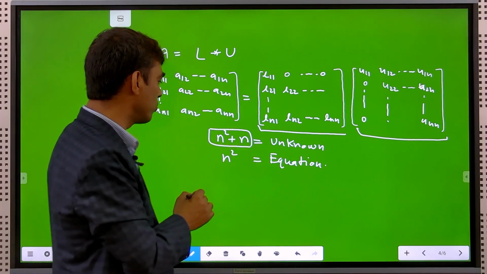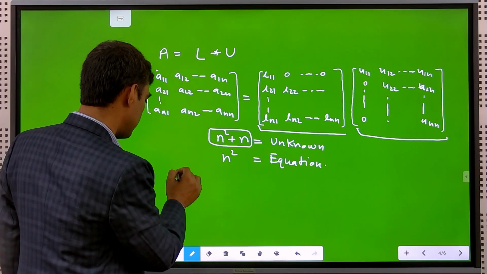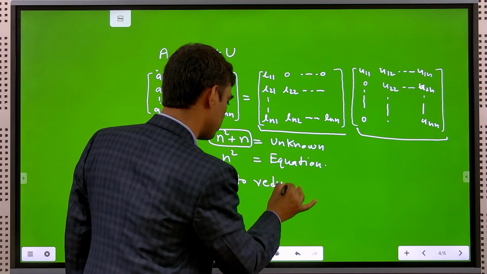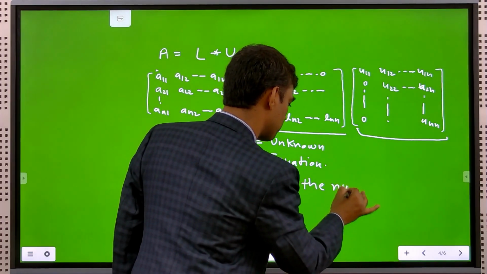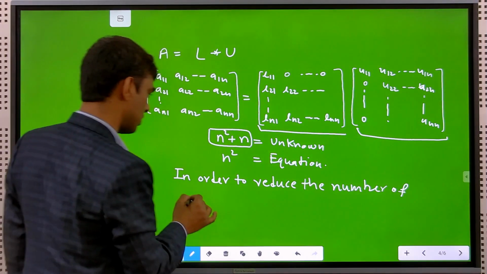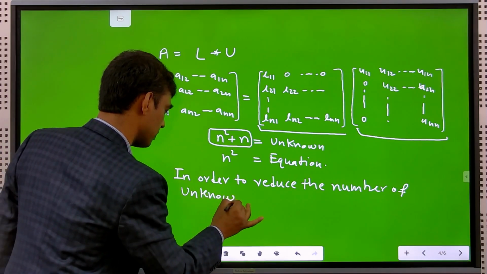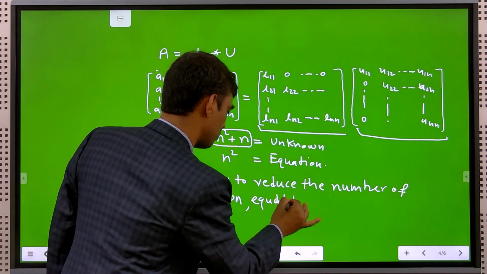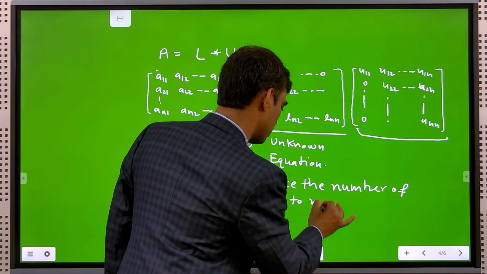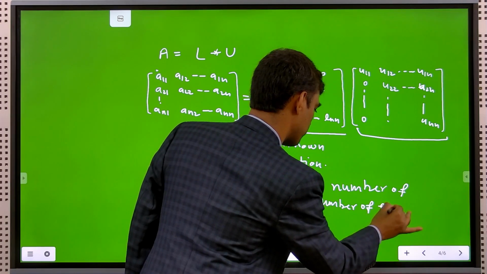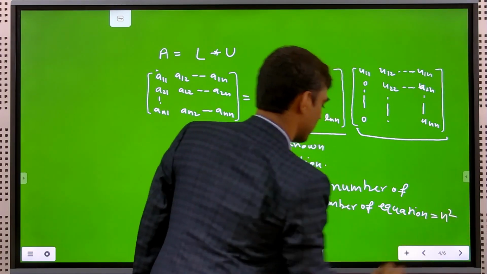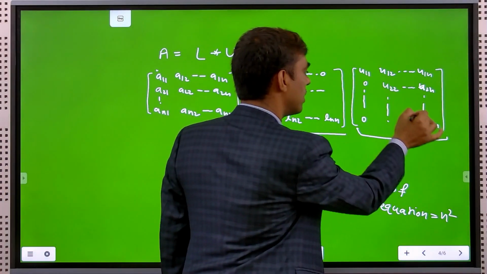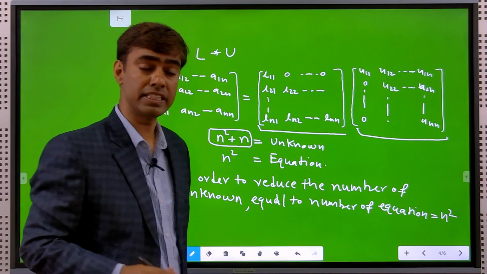How do we reduce the number of unknowns? In the Doolittle method, in order to reduce the number of unknowns, which is not equal to the number of equations, the number of equations being n square, what we will do, or you can say Crout has put the values of the diagonal elements of the upper triangular matrix equal to 1.